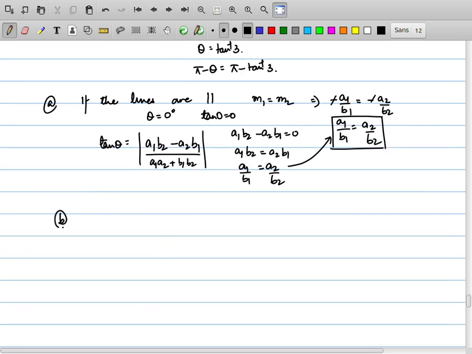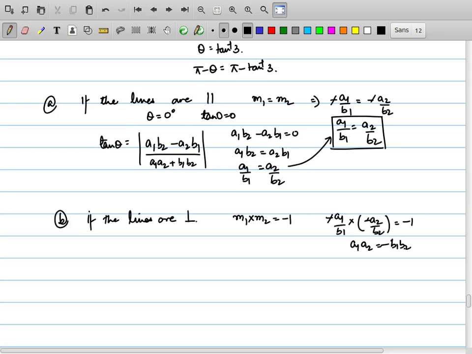Now if the lines are perpendicular, what was the condition? m1 into m2 was minus 1. What is m1? Minus a1 upon b1, into m2, which is minus a2 upon b2, is equal to minus 1. Minus minus becomes plus, so a1 a2 is equal to minus b1 b2. Therefore, taking it to the left side, a1 a2 plus b1 b2 should be 0. This is the condition for lines to be perpendicular.